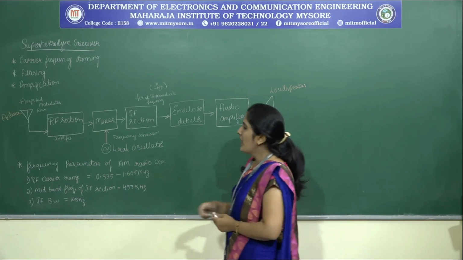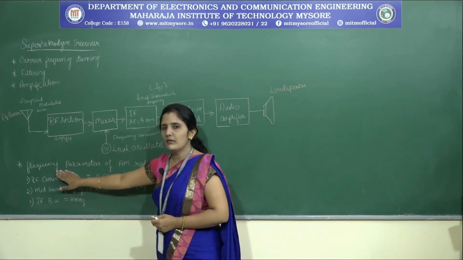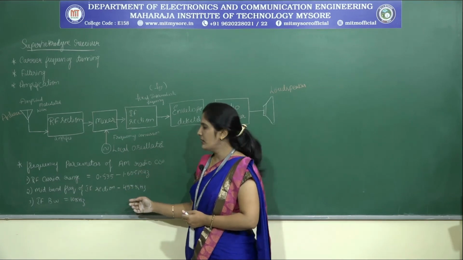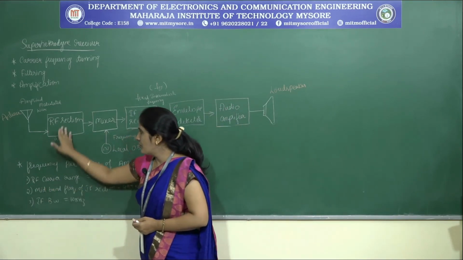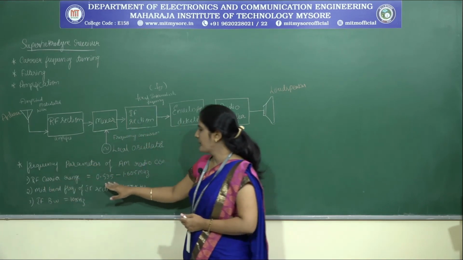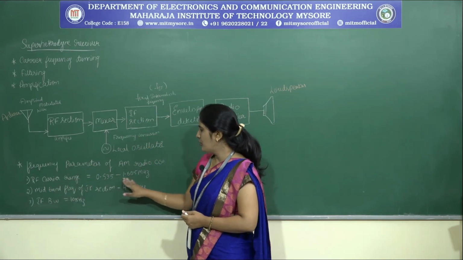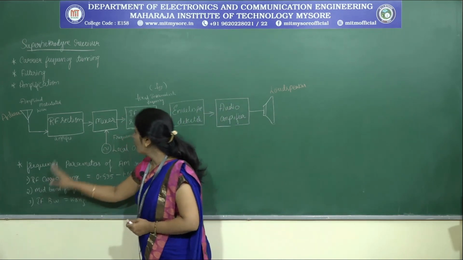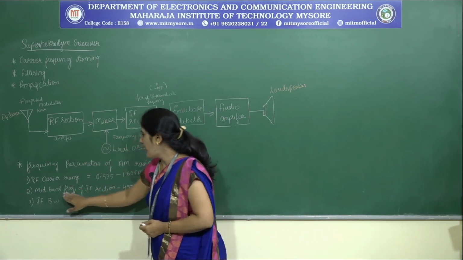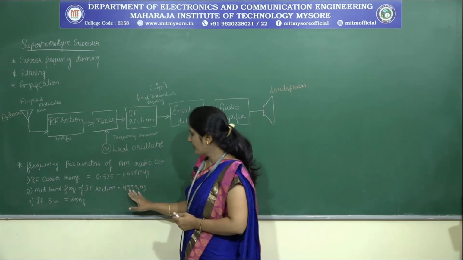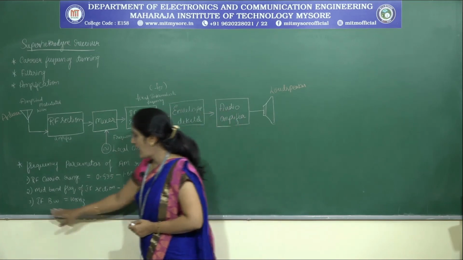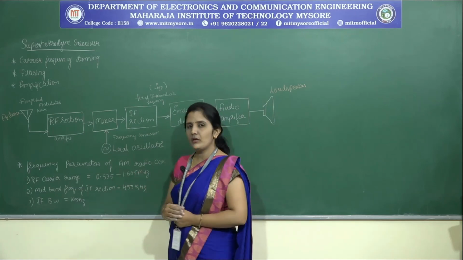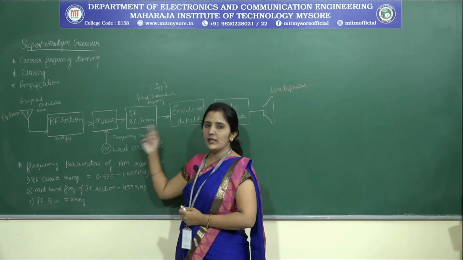Here, if we consider the frequency parameters of AM radio, these are the parameters: the RF carrier range is 0.535 to 1.605 megahertz, and we also have the IF section. The midband frequency of the IF section is 455 kilohertz and the IF bandwidth is 10 kilohertz. So these are the frequency parameters of the AM radio.